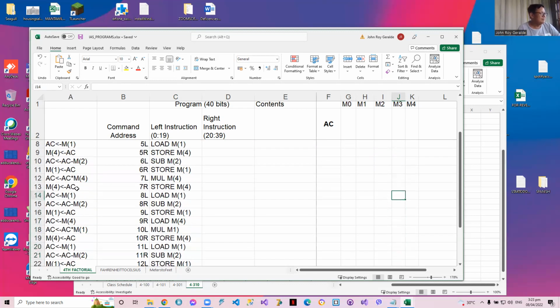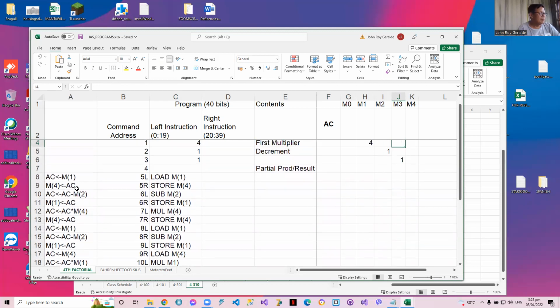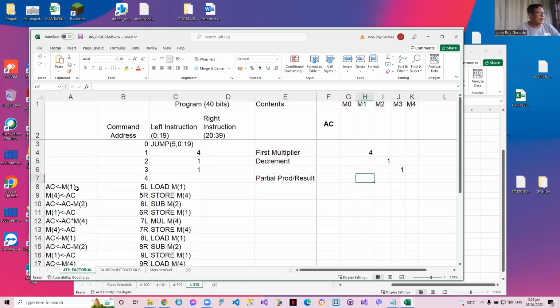Load M1. What's the value of the variable AC? Or rather the register AC? Anyone?